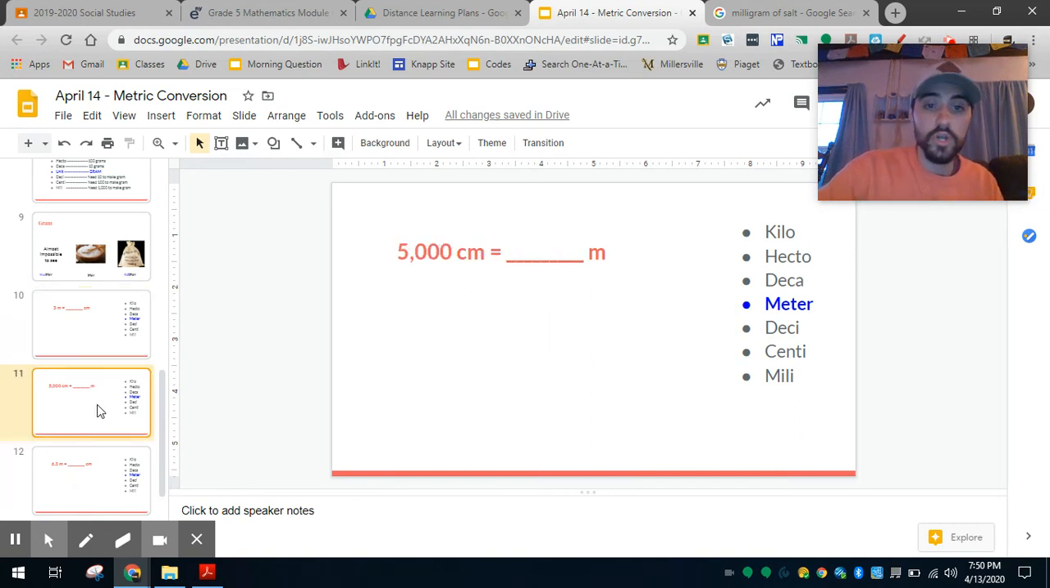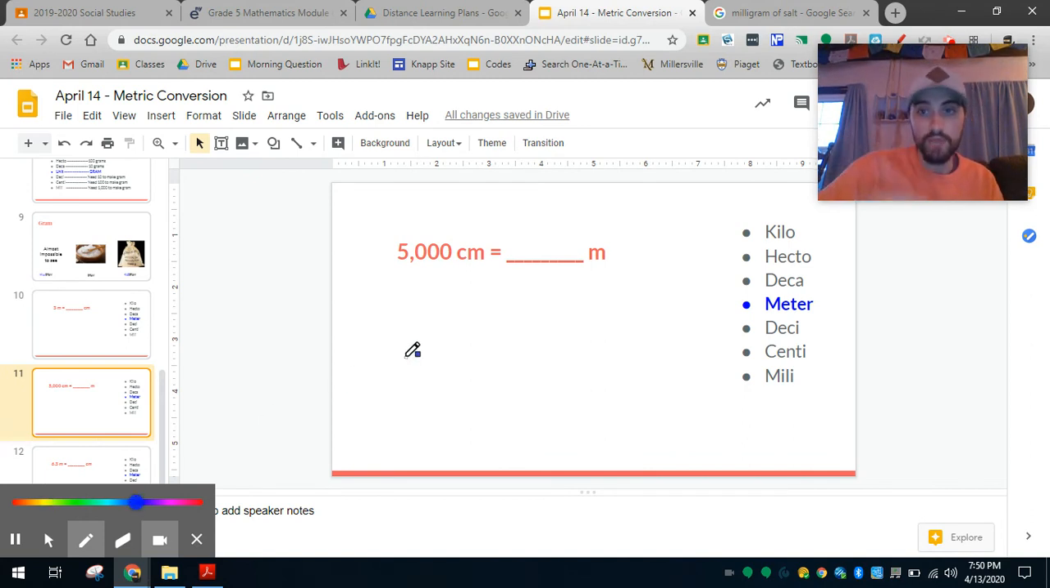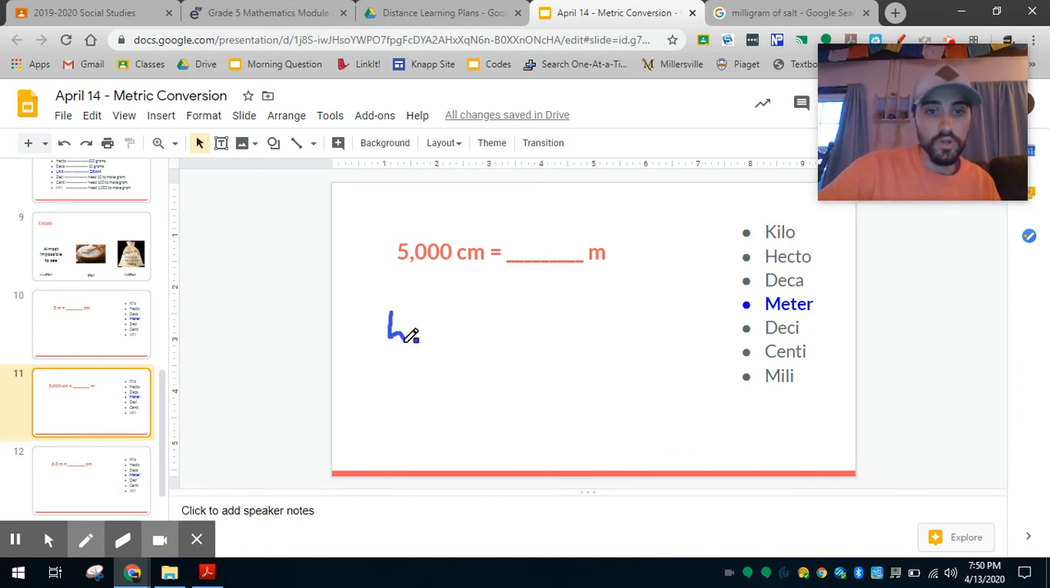Okay, so we're going to go from 5,000 centimeters to some amount of meters. We don't know. Well, the first thing we're going to do is write down what we start with. So we start with 5,000. Still writing with my mouse. All right, we're starting with 5,000.